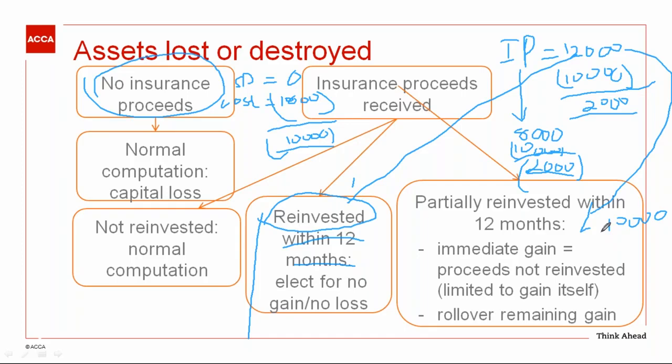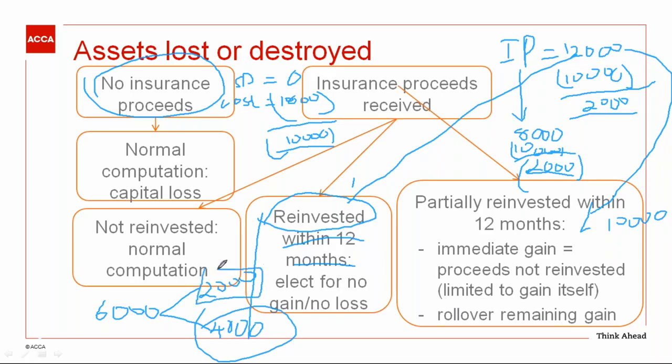Assume that you have a profit of £6,000. If it is a partial reinvestment, out of this gain of £6,000, on £2,000 you will have to pay CGT immediately, but the balance £4,000 you can postpone to the future and make the election of no gain, no loss only on this 4,000.